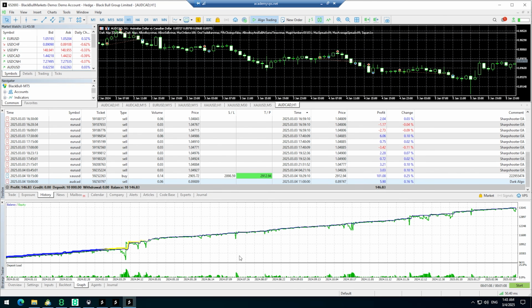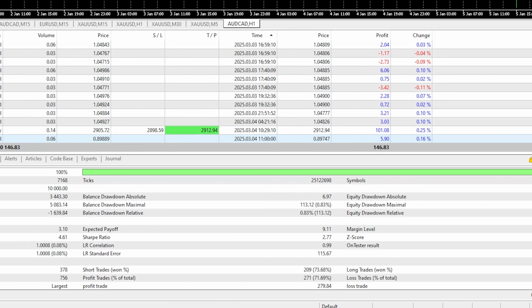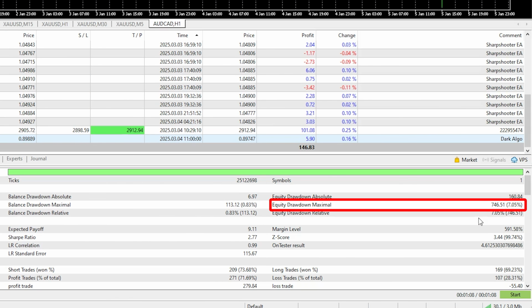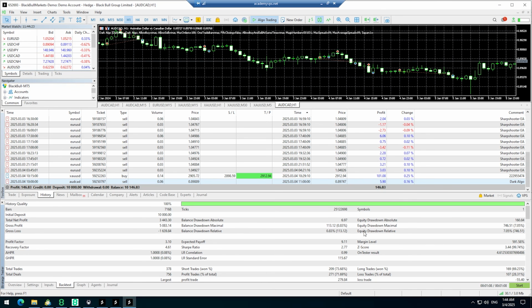All right, the backtest is finished. Let's have a quick look at the backtest results. And what we can see is that we have a total net profit of 3,443. So on a 10K account, which is how I set it up, that's just under 34.5%. But what's incredible is that we had a max drawdown of only 7%. So that is honestly some of the best backtest results I've ever seen. And I'm very, very happy. And I'm super excited to see how this EA performs.